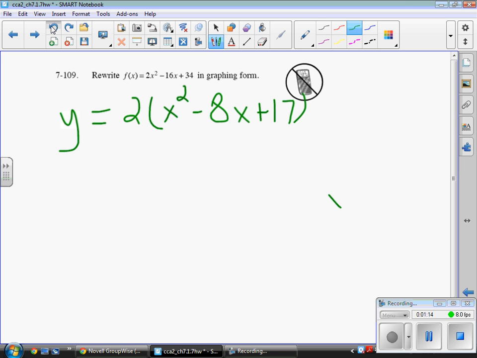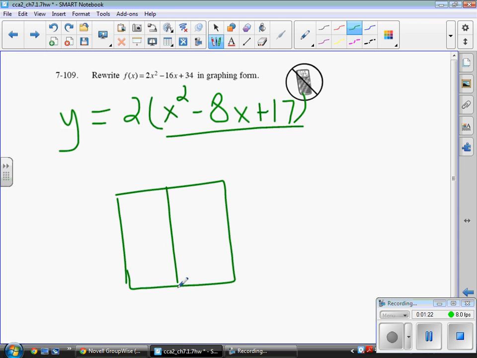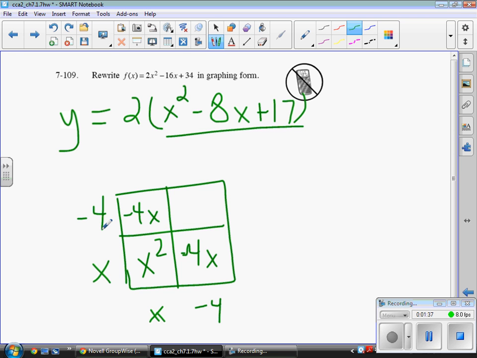Okay, so let's complete the square with what's inside the parentheses. I have my box. I'm going to split up the minus 8x equally, so I have minus 4x and minus 4x. So I fill out the outsides. I should have a negative 4 out here and a negative 4 out here. That's just based on the first two parts of my equation. So up in the top corner, I should have a positive 16. I have 17 though.